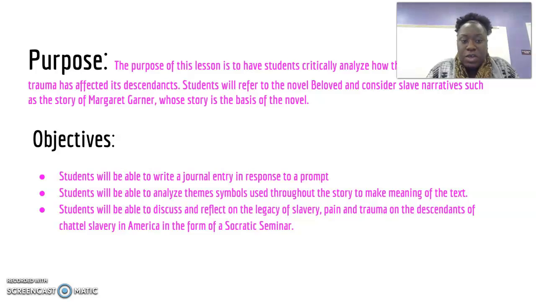The objectives are that students will be able to write a journal entry in response to a prompt. They will be able to analyze themes and symbols used throughout the story to make meaning of the text. They will be able to discuss and reflect on the legacy of slavery, pain, and trauma on the descendants of chattel slavery in America in the form of a Socratic seminar.